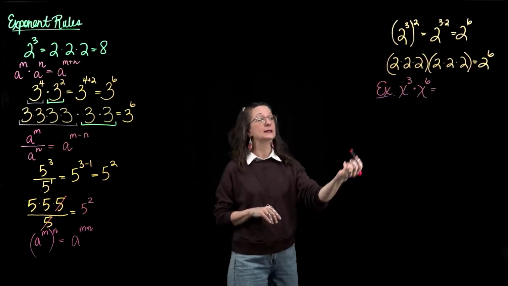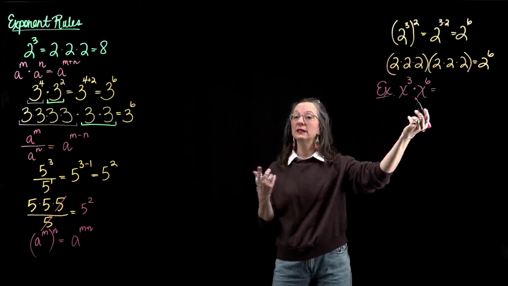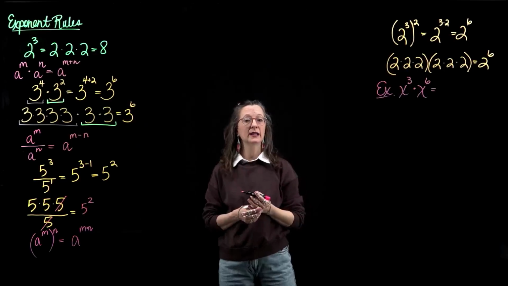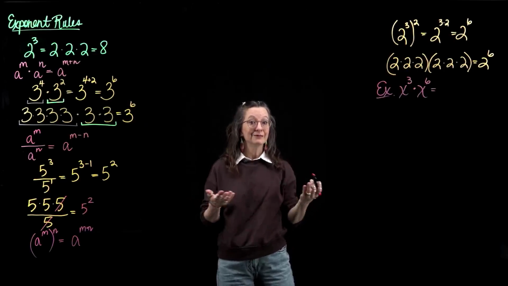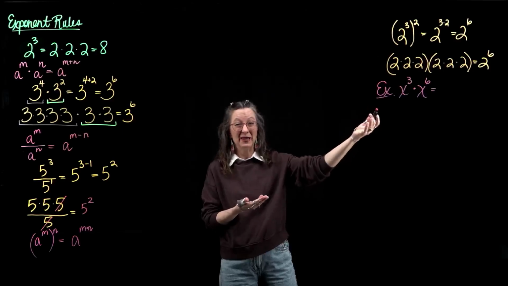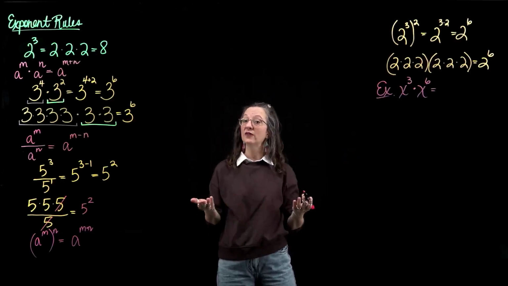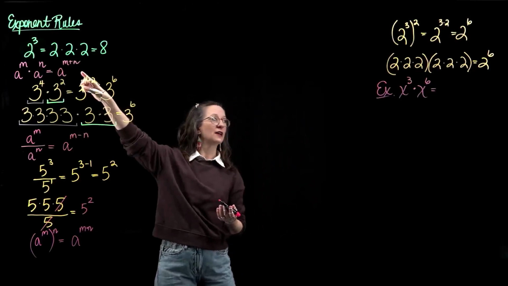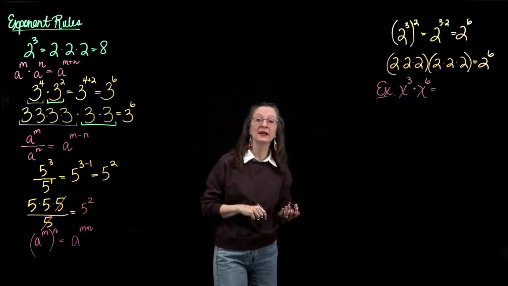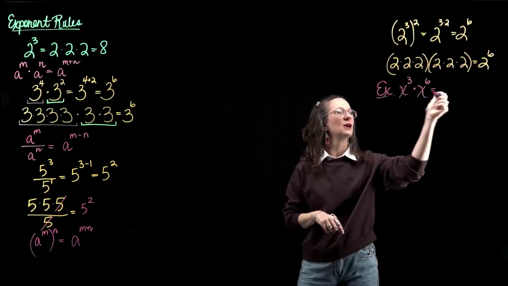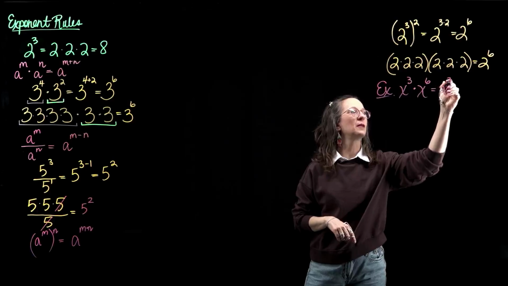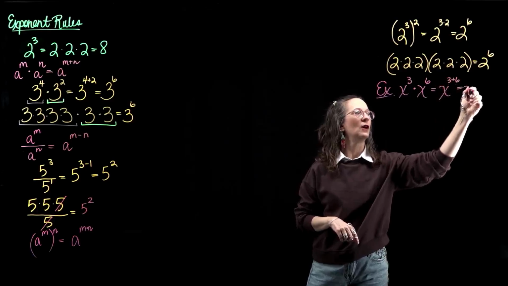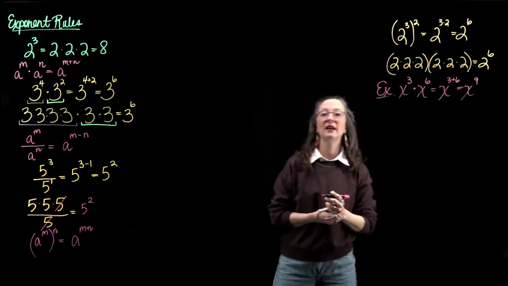Well, we have the same base on both of these. It's an x. Now, I don't know what x is, but I know that the bases are exactly the same, whatever x is equal to. So my rule over here tells me that when I multiply the same base, I add the exponents. So this would be x to the 3 plus 6 power, also known as x to the 9th power.